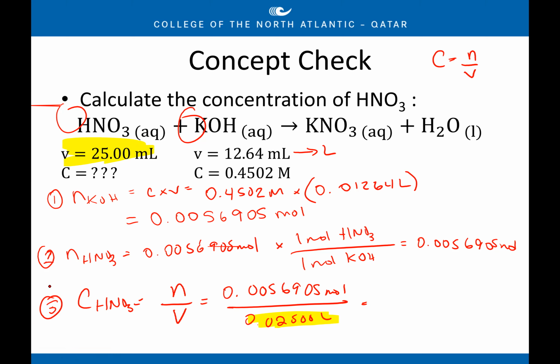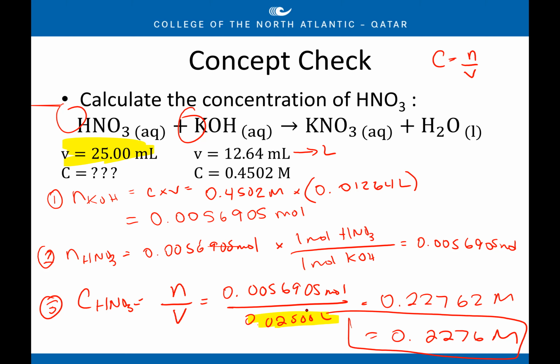What I get on my calculator is 0.22762 moles per liter, or what I would write is 0.2276 moles per liter. With significant figures, I have 4 numbers, so I would keep 4 significant figures. We could calculate the pH of this if we wanted to. We don't need to, but there you go. That's our answer, 0.2276 or 0.228, whatever you want to call it.